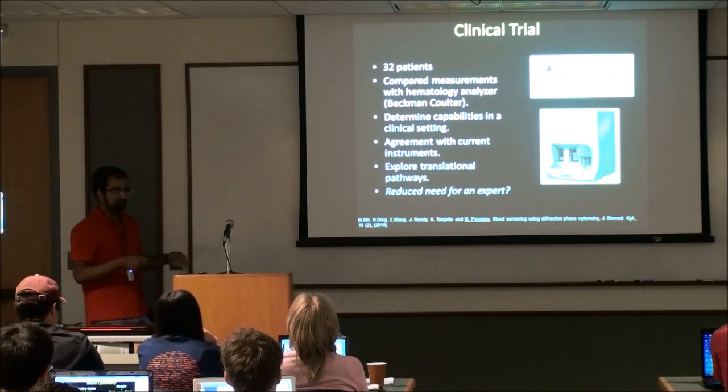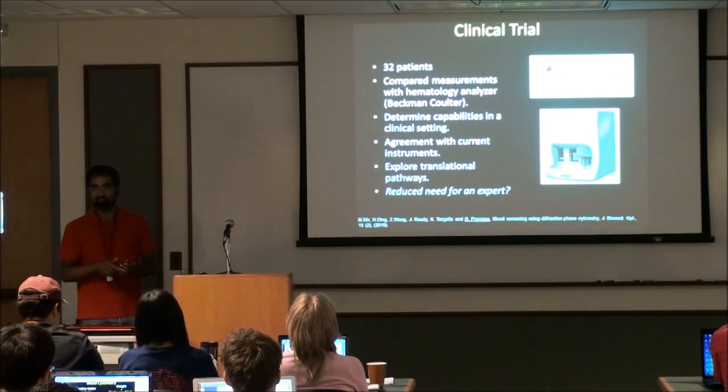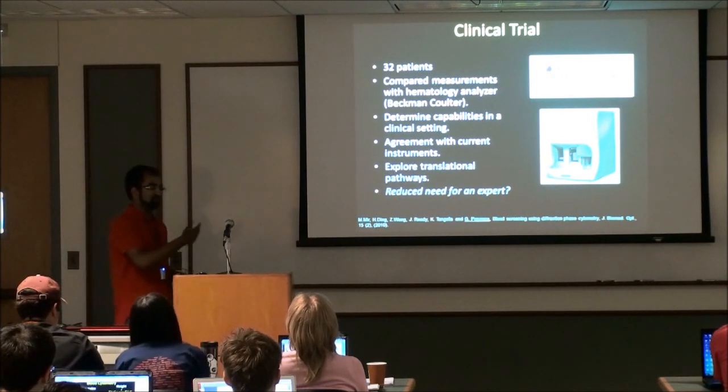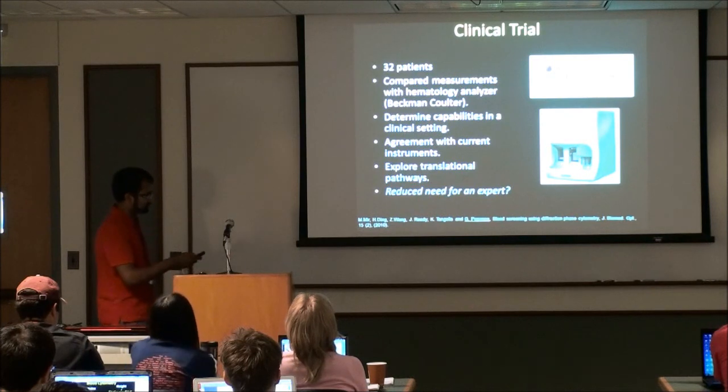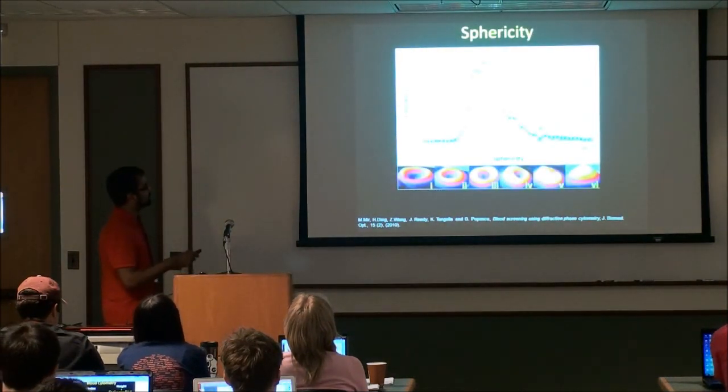So right now, when the Coulter counter detects an abnormality, the pathologist goes in and looks at it. Whereas if we can provide quantitative information on all these abnormalities, then maybe we don't need intervention at this stage from an expert. So here is the result from this study.